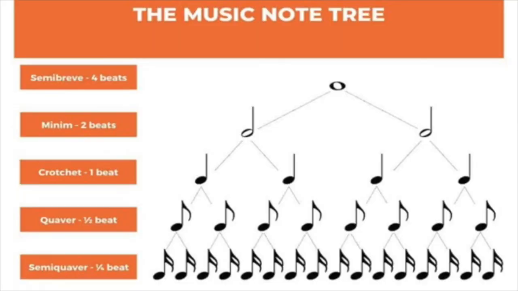So how do all these note values relate to each other? Now that I know how to count each of them and how they relate in some way or another, is there another picture that you can show me? So therefore, in the music note tree, 1 semibreve can be made up of 2 minims, or 4 crotchets, or 8 quavers, or 16 semiquavers.